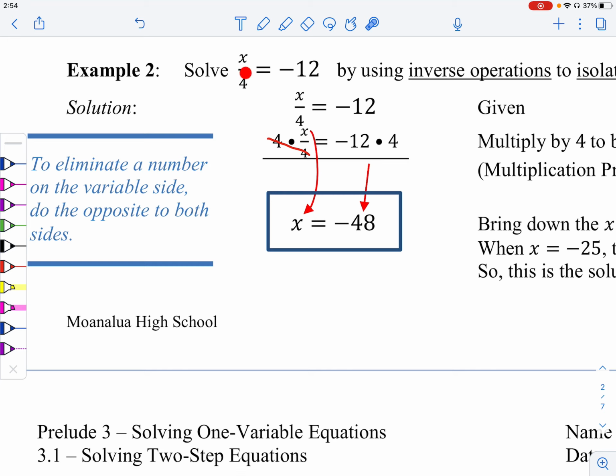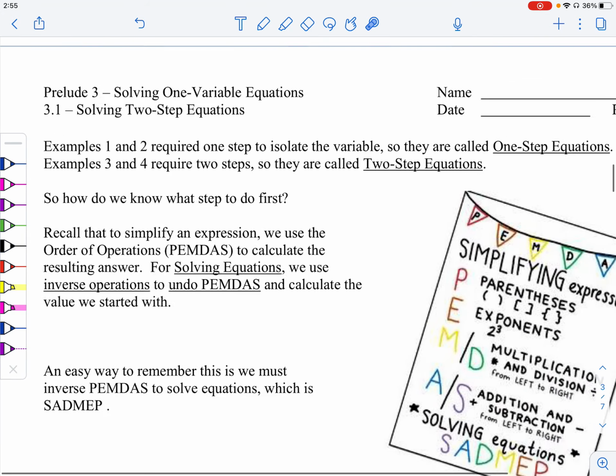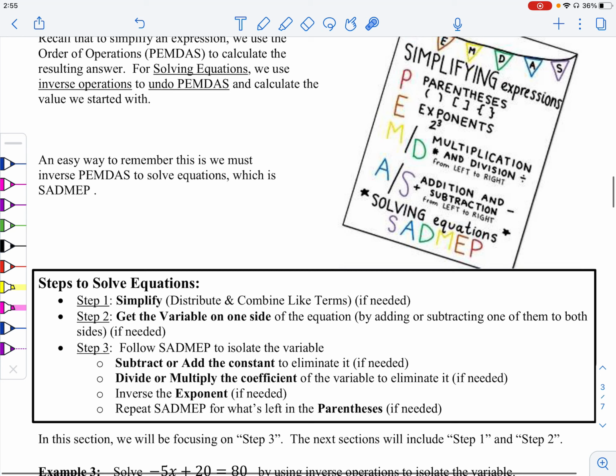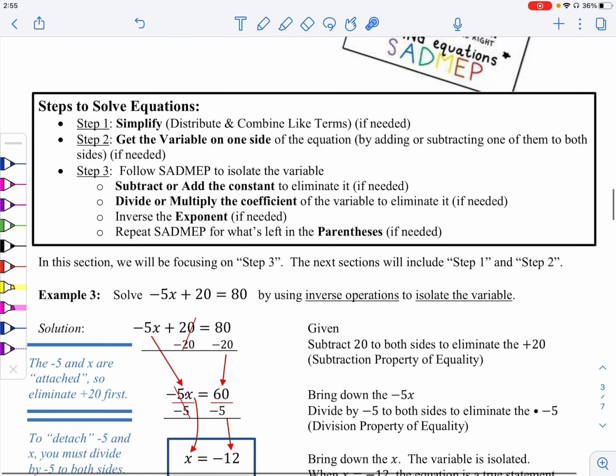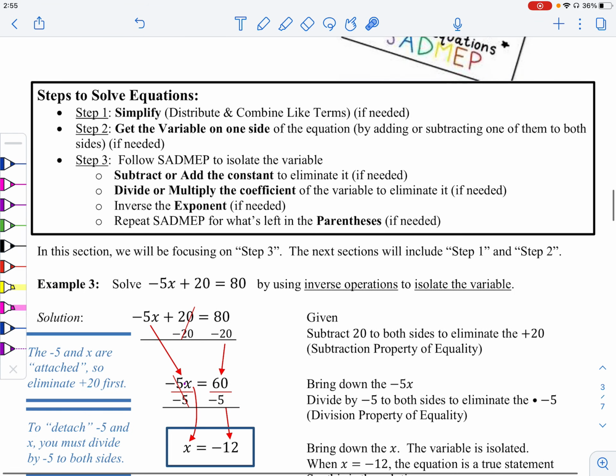Okay, this one, we have x divided by 4. So you want to get rid of divide by 4. We do the opposite, which is multiply by 4, and we have to do it to both sides in order for this to be equal. Negative 12 times 4 gives you negative 48. So x is equal to negative 48. And that's your solution. You are alone. And like I say, it's backwards PEMDAS, which is SADMAP. So we're essentially subtracting and adding first, multiplying and dividing next, then exponents, and then parentheses last. We just go backwards PEMDAS.